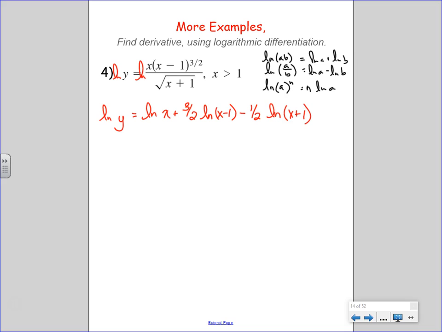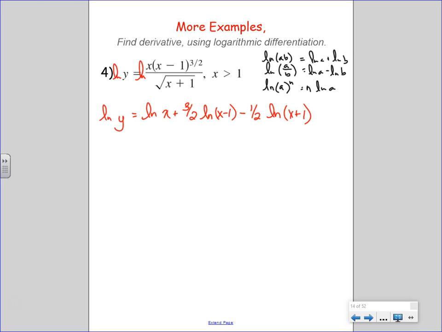Why the addition? Because I have a product between x and x minus 1 to the 3 halves. So I split that up with addition. Wait, where did the 3 halves come from? I brought them down. Where did the minus come from? The division. Where did the 1/2 come from? Power of 1/2. He came down. Have I done any deriving? No. Awesome. What can I do now?